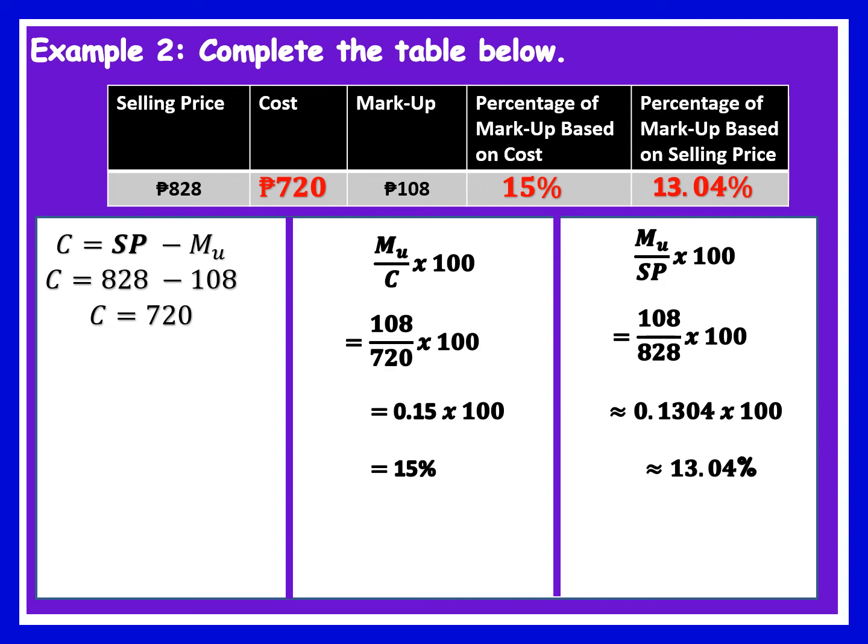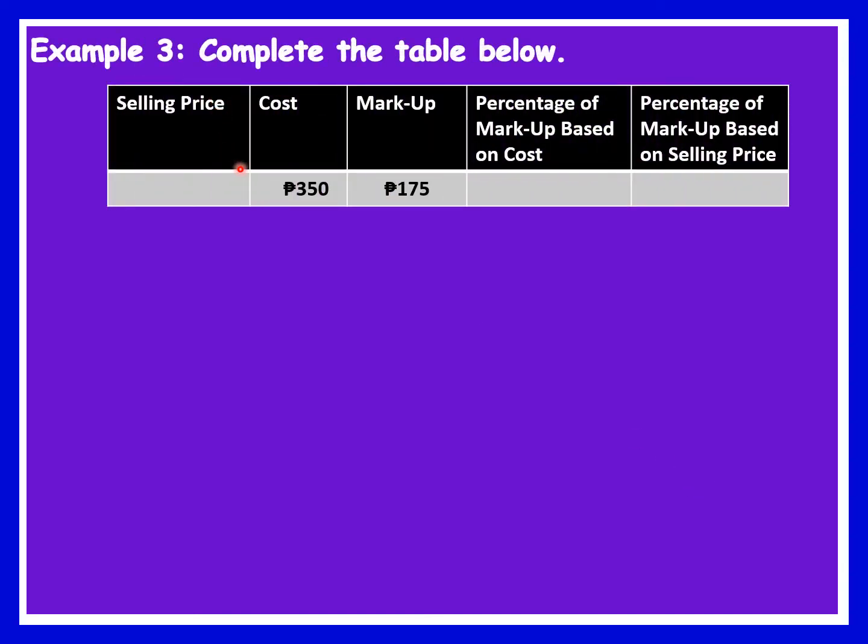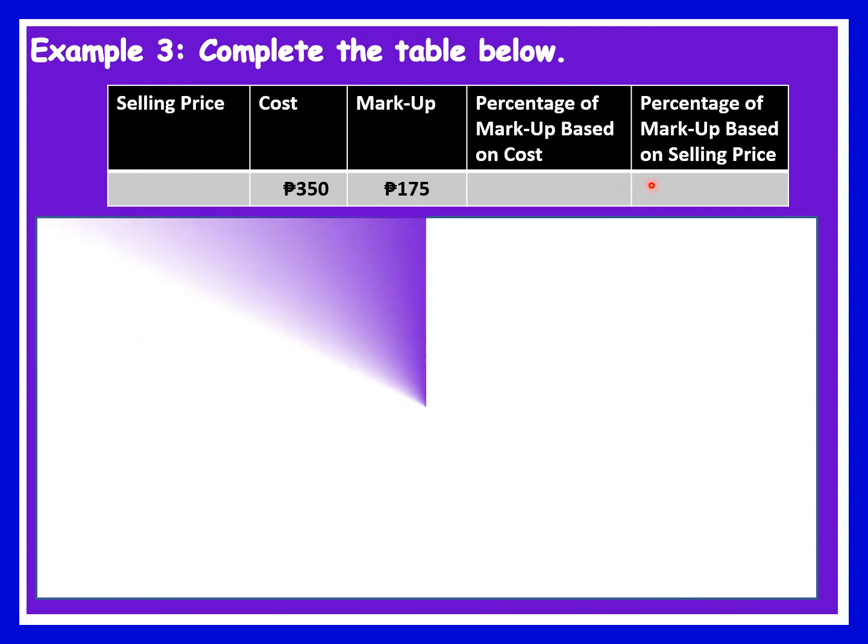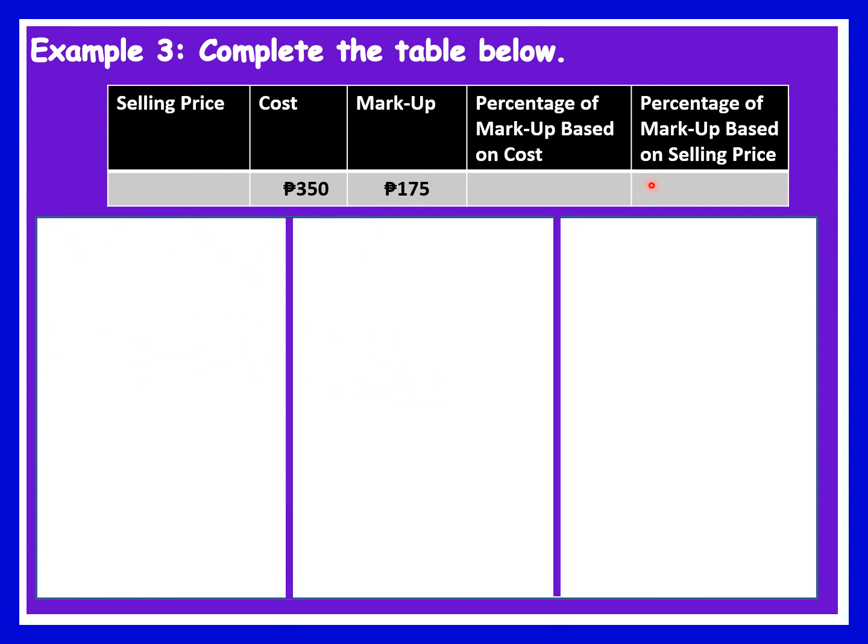Let us go to the third example. Number 3. So in this table, given the cost and markup, let us find the selling price, the percentage of markup based on cost, and the percentage of markup based on selling price. So let me put the paper that we will be working on, then divide it into 3. This is for the selling price.